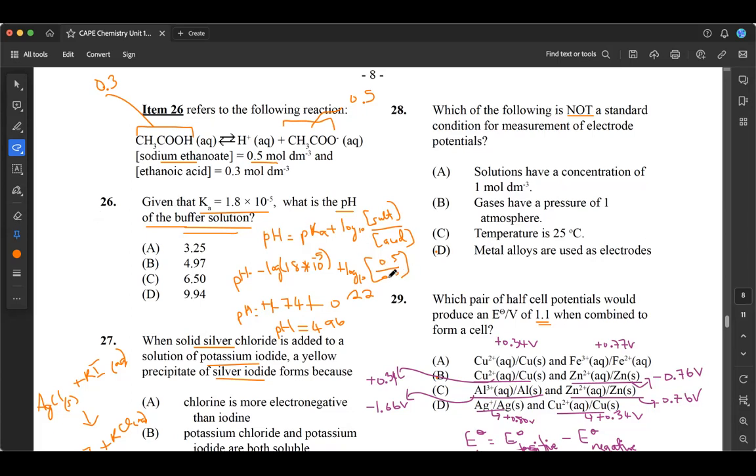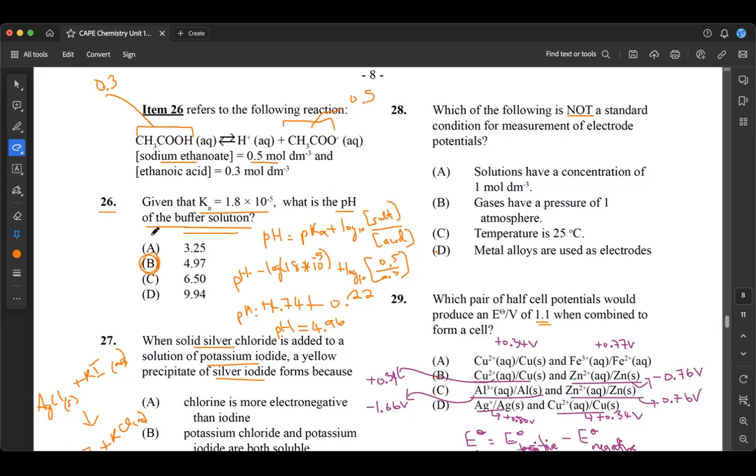So when we do that, we get that this first part, the pKa, is 4.74, and then this final part is 0.22. So when we add those two together, we come out with a pH of 4.96. So this is our closest answer there. So B is the answer here, okay? So B is our answer for 26.